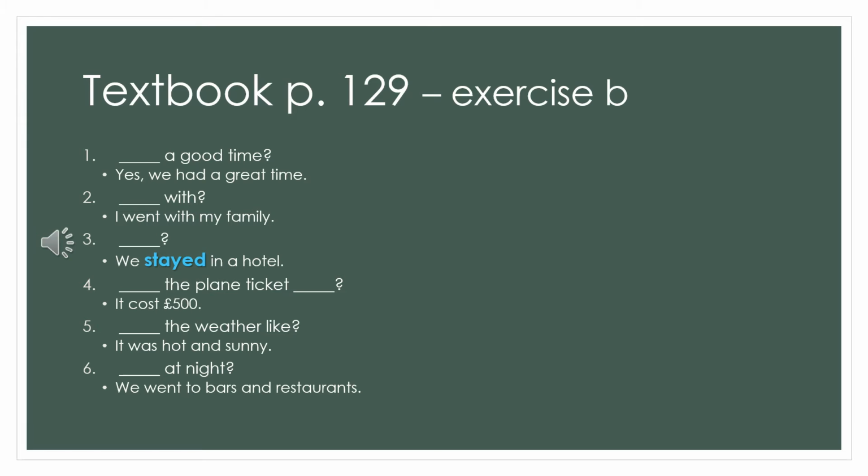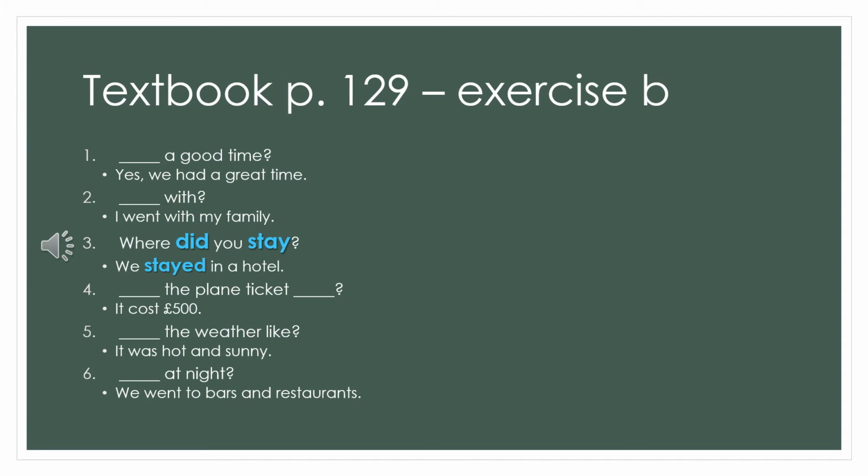Number 3 has the regular verb stayed, formed with the base verb stay plus ed. Stayed. To form a question in the past simple, you use the auxiliary verb did. Where did you stay?